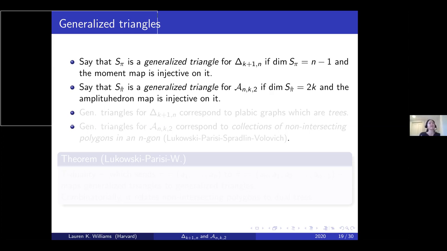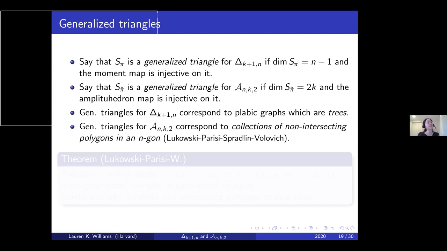And analogously, we'll call S_pi hat a generalized triangle for the amplituhedron if its dimension is full dimensional, 2k, and the amplituhedron map is injective on it. So it's not hard to show using classical results about the moment map that the generalized triangles for the hypersimplex correspond to on-shell graphs, which are trees. Now, on the other hand, the generalized triangles for the m equals 2 amplituhedron have been studied in previous work of Lukowski, Parisi, Spradlin, and Volovich, and they correspond exactly to collections of non-intersecting polygons in an n-gon.